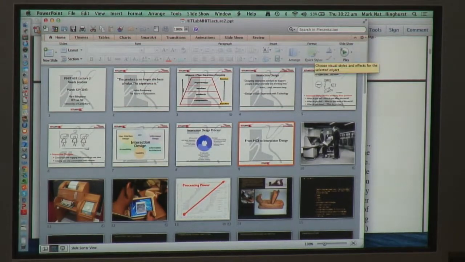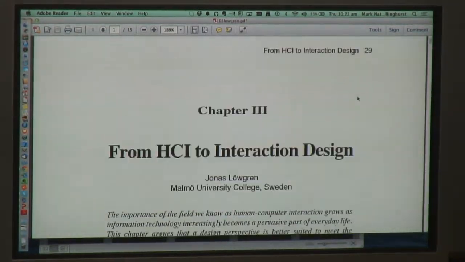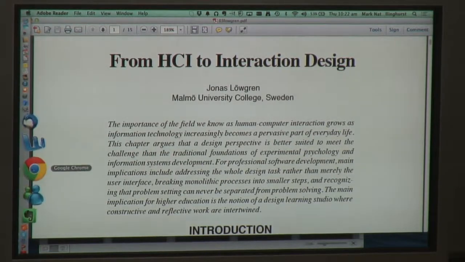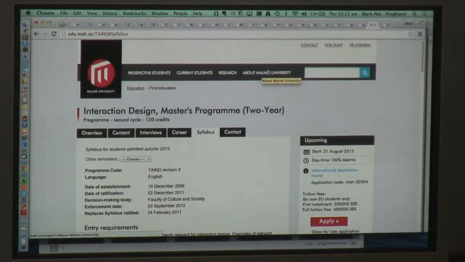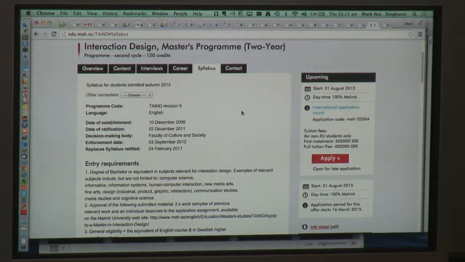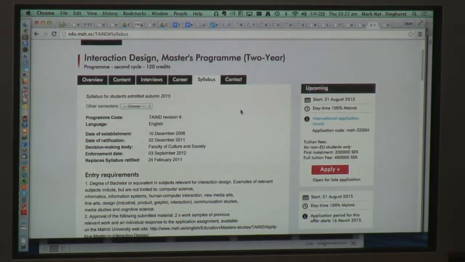No? Okay. So this paper, From HCI to Interaction Design, is written by Jonas Löwgren from Malmö University in Sweden. And Malmö University was one of the first universities in the world to have an interaction design program. In fact, I put up the website the other day. They have a 2-year master's degree that you can do in interaction design. So it's essentially what we're trying to do at the HIT Lab here, but probably in more depth because they're doing 2 years rather than a year. But it covers a lot of the same things. This was one of the first interaction design master's programs in the world.